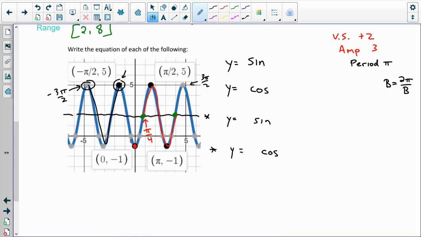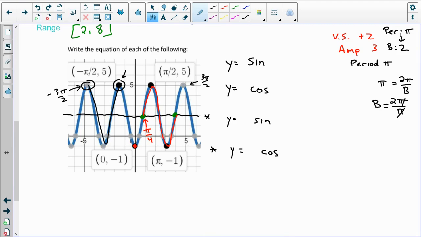Well, if the period is pi, and I know that I have 2 pi over b, I normally put b down there and then I end up getting the period. Well, I can just do a little bit of math, and I figure out what b is. So b ends up being 2. So my period being pi means that my b value is 2.